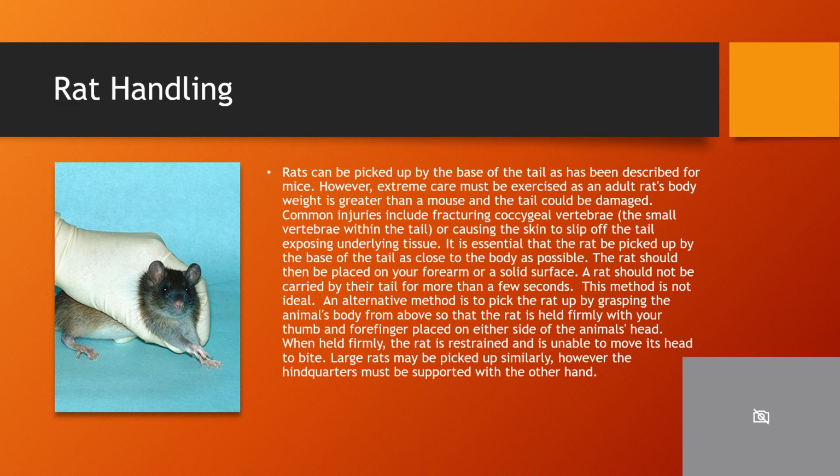So it's essential that the rat is picked up by the base of the tail as close to the body as possible. The rat should then be placed on your forearm or a solid surface. A rat should not be carried by the tail for more than a few seconds. This method is not ideal.